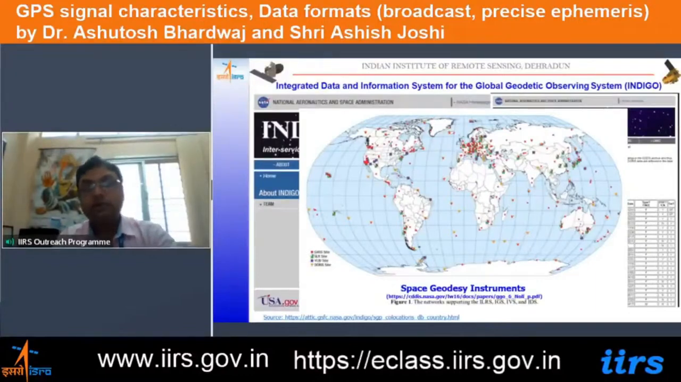These are the locations of different space geodesy instruments for various purposes. CORS are there, IGS stations are there, VLBI stations are there, then laser ranging stations are there. So these are the locations. DORIS is there.